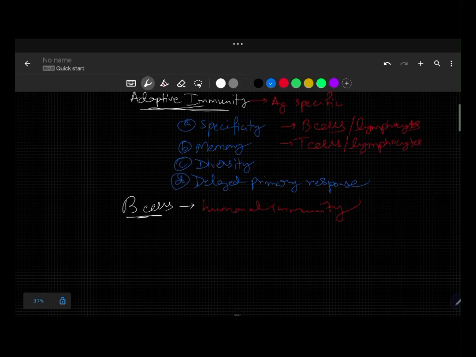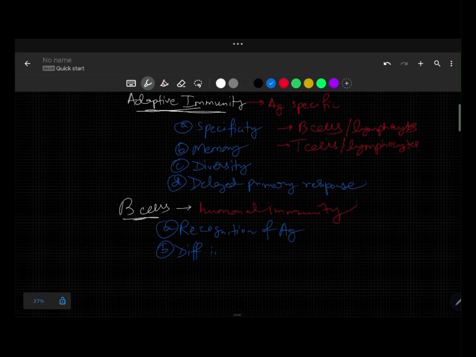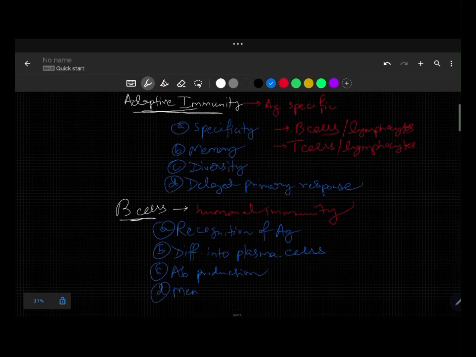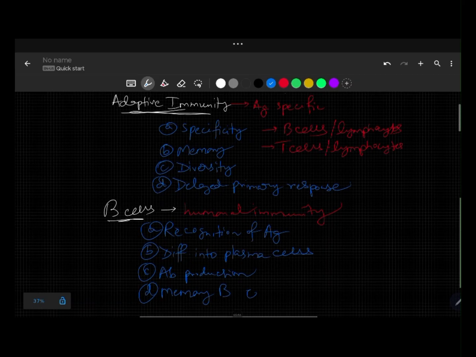So what are their functions? These are recognition of antigens. Next function is differentiation into plasma cells, antibody production, and memory B cell generation.